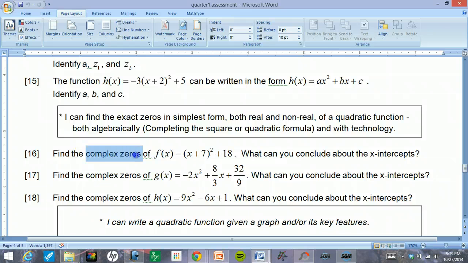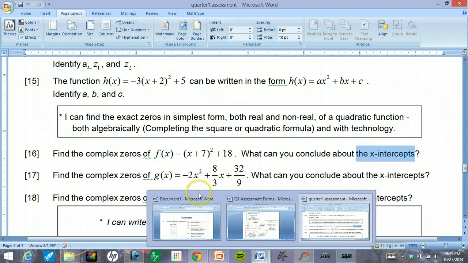Just quickly reviewing this vocabulary, complex numbers. Well, part of the complex numbers are real numbers. Part of complex numbers are non-real numbers. But this set takes care of both real and non-real numbers. They're called the complex numbers. Alright, so find the complex zeros of this function. What can we then conclude about the x-intercepts?